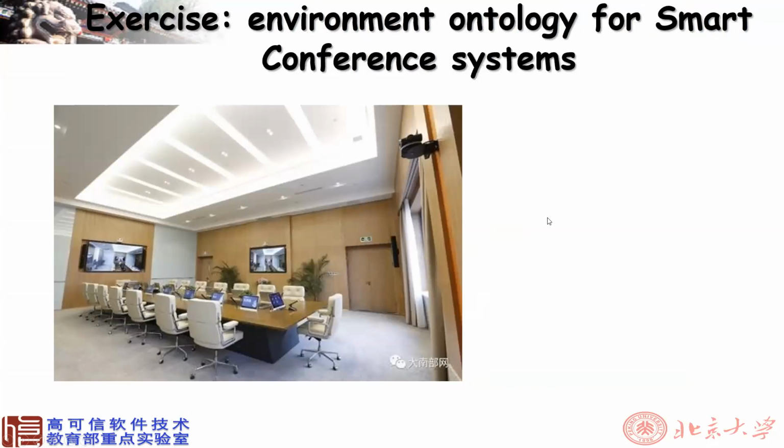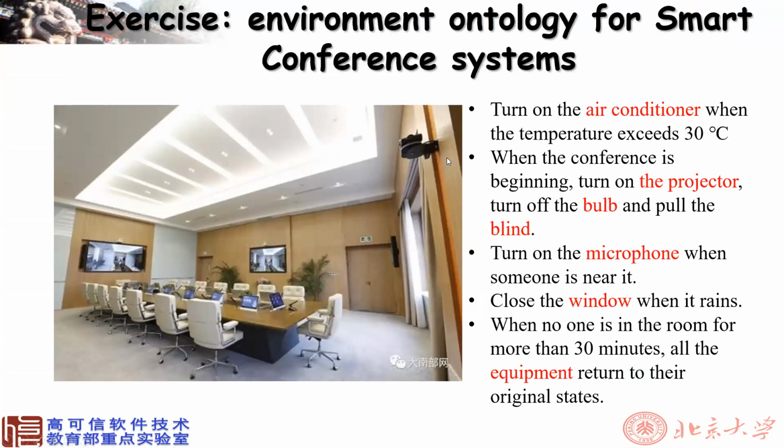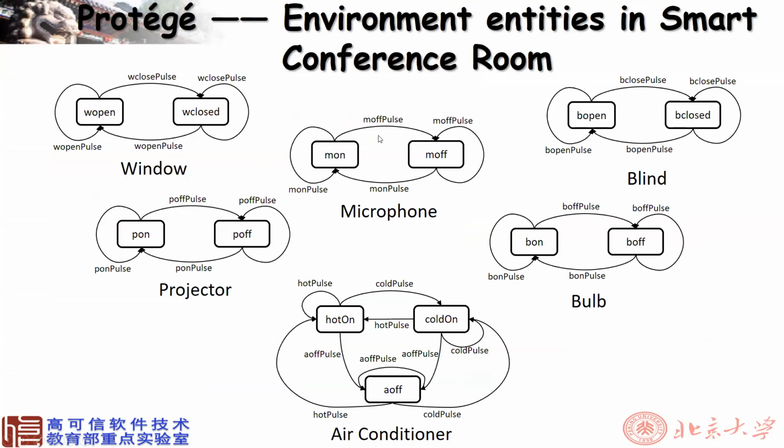And now I want, let's say together, for this environmental ontology, I think the best way is to find all the nouns in these descriptions, and you will find many environment entities. The next thing is how to model them and what their classification is. The air conditioner, the projector, the bulb, the blind, the microphone, the window. Actually, they are causal entities.